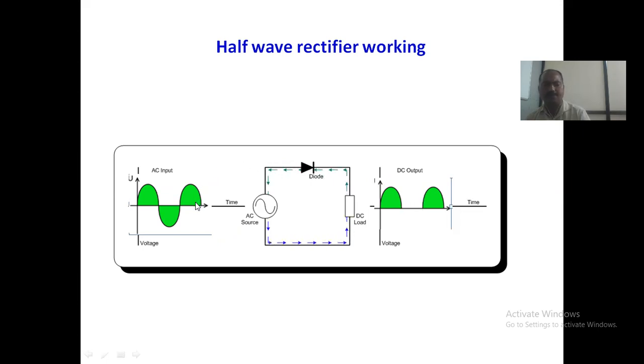Again, the positive half cycle comes with respect to input. That passes over this diode, and we get the positive half cycle at your output. This is the thing with respect to the half wave rectifier.